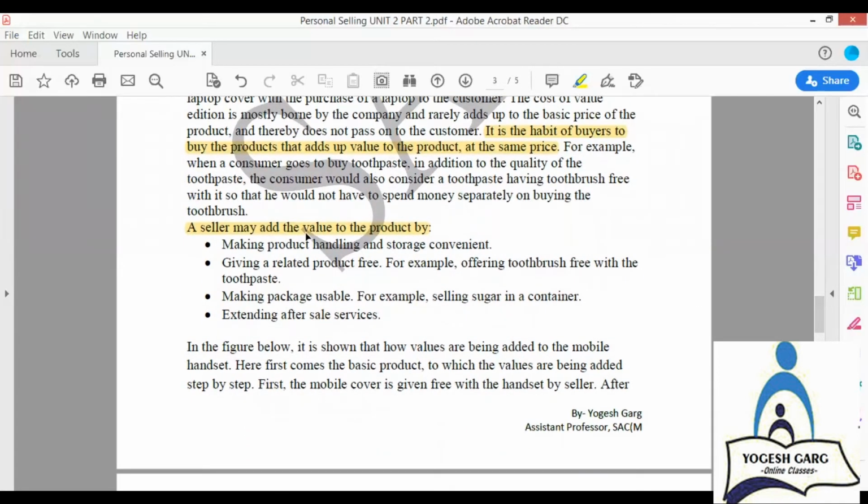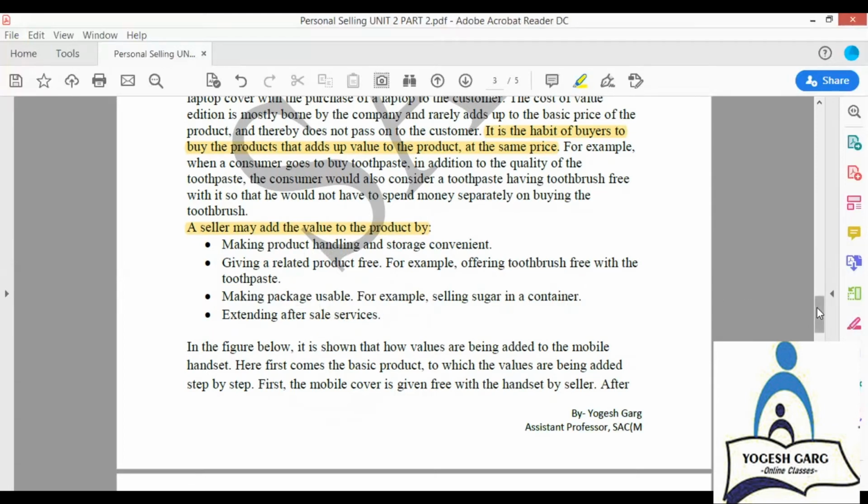A seller may add value to the product by making product handling and storage convenient. Generally, like giving a bag free, giving a related product free, toothpaste and toothbrush, making the package usable, like selling sugar in containers so that the container can be reused, and extending after sales services.